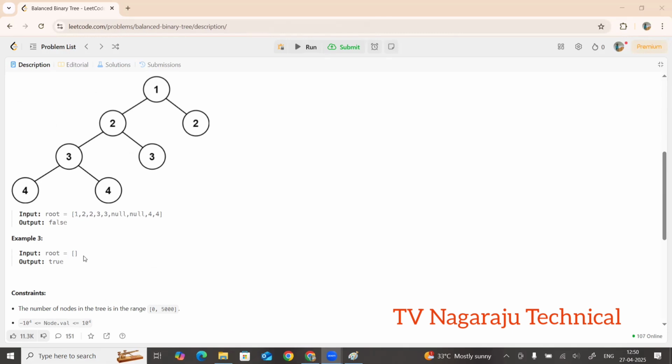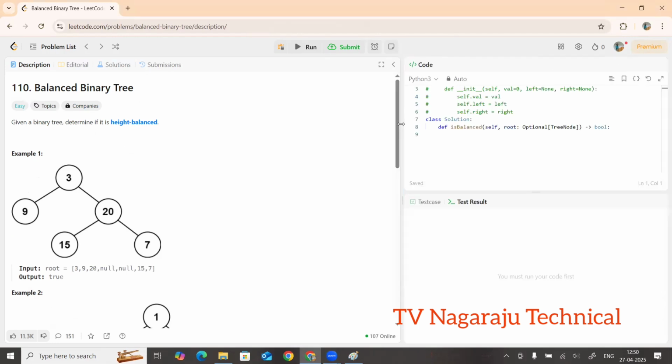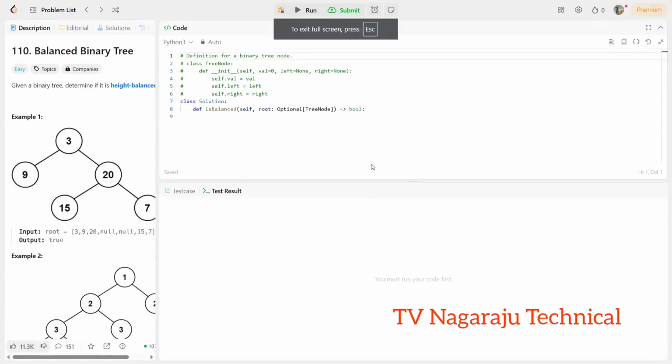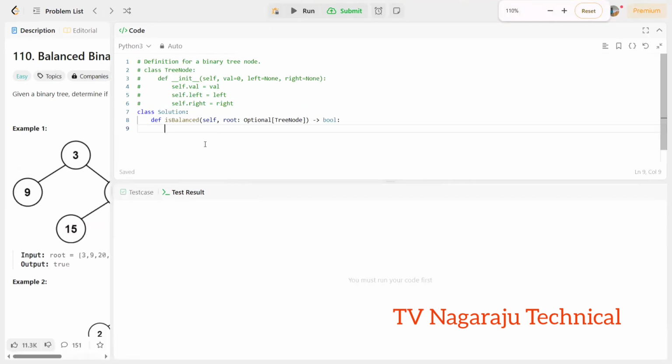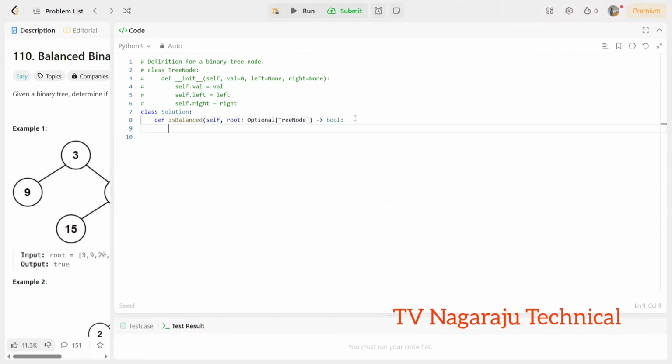Here, we will do the program like this. What is the first step in doing the program? You need to calculate the heights. The main aim of this program is to calculate the heights of the left subtree and right subtree. Now, I will write one more function to calculate the height. Suppose my function name is def.